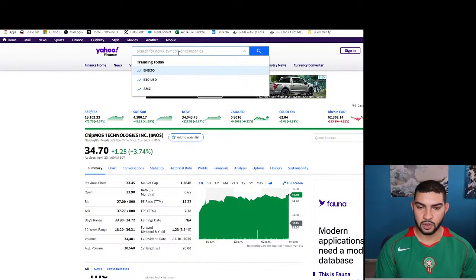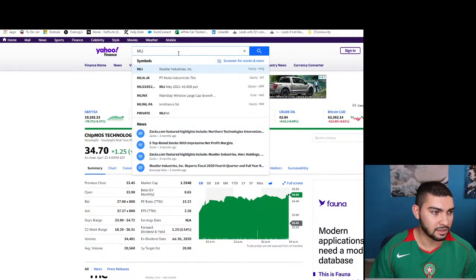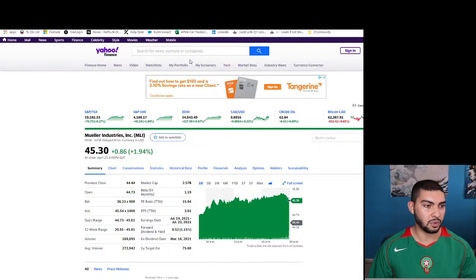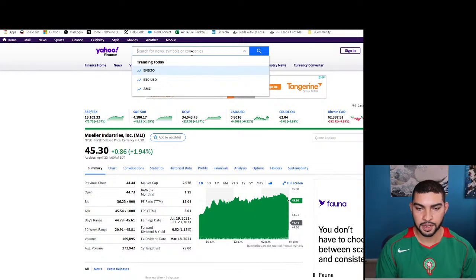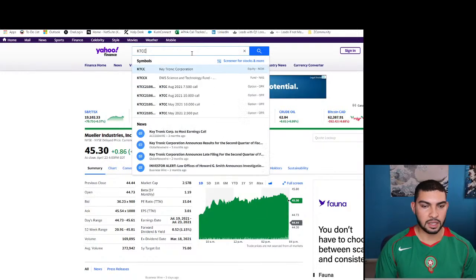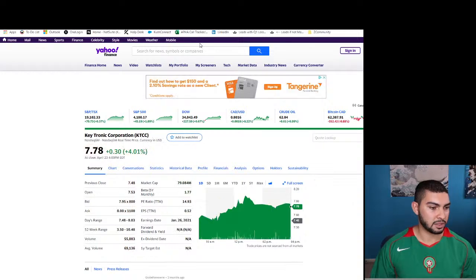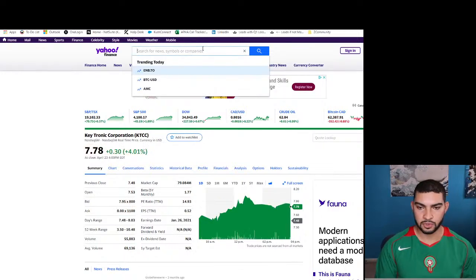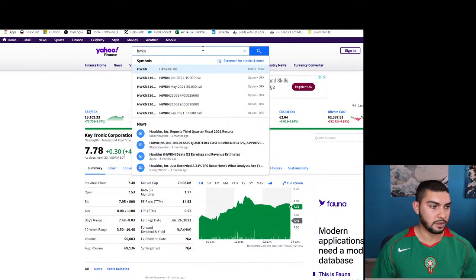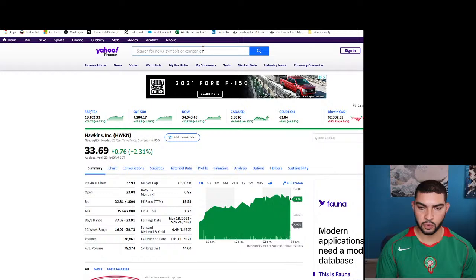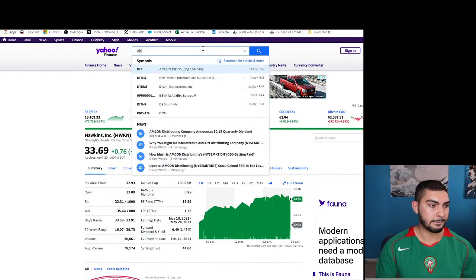And then we've got MLI, which is Mueller Industries. We've got it at a PE ratio less than 20. So that's blessed. KTCC, which is Key Tronic. These guys are probably going to be less than 20, super dope. HWKN, Hawkins. We've got it at less than a PE ratio of 20. DIT.